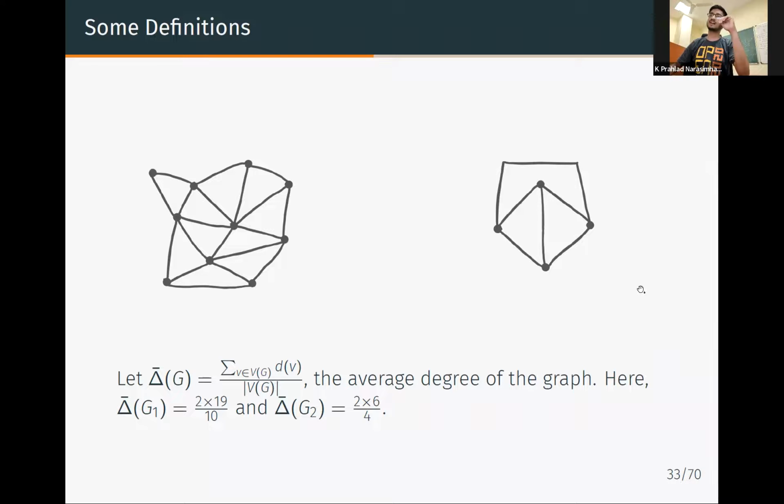And in this one, I can write the average degree is 3, right? Why? Because every vertex actually has three edges coming out of it. Therefore, the average is obviously 3. So, why have I written it this weird way?